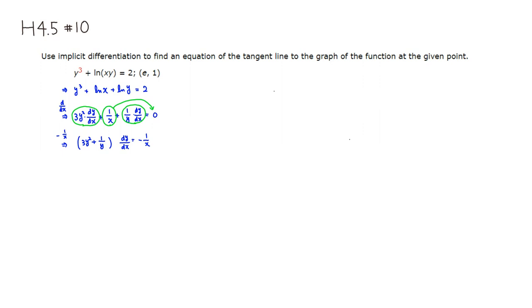Then we want to isolate dy over dx. So we're going to divide through by the quantity 3y squared plus 1 over y. So dy over dx is equal to negative 1 over x, over 3y squared plus 1 over y. And this is good.